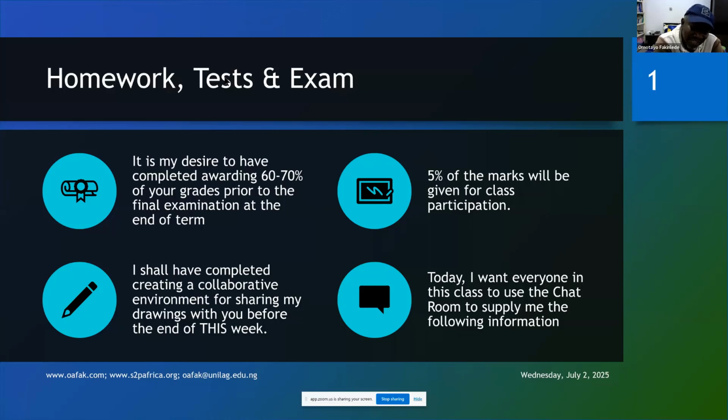Sometimes the university doesn't allow us to give more than 60%, between 40 and 60%, but I want to give up to 70%. Out of that, or in addition to that, 5% of marks will be given for class participation. That means you're asking me a question in class, you're making a contribution in class, or whatever you do that shows up on our chat room.